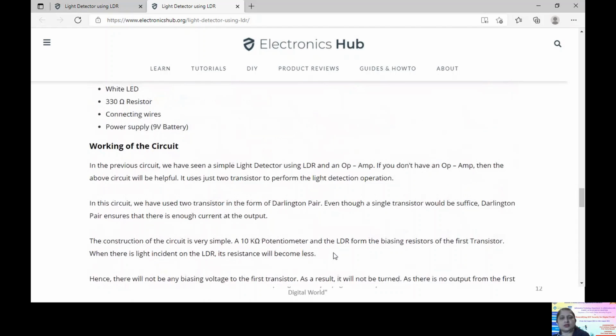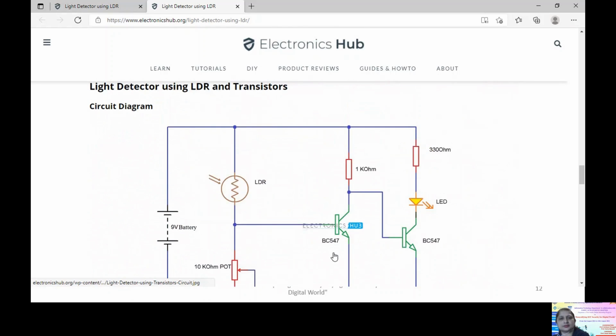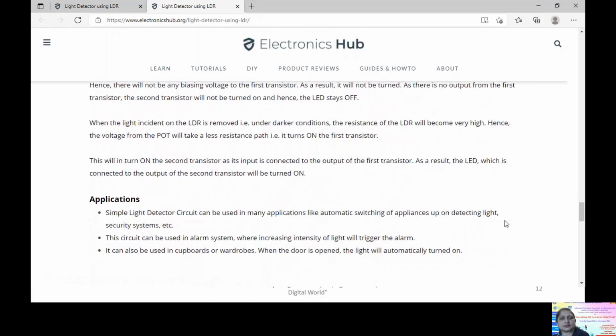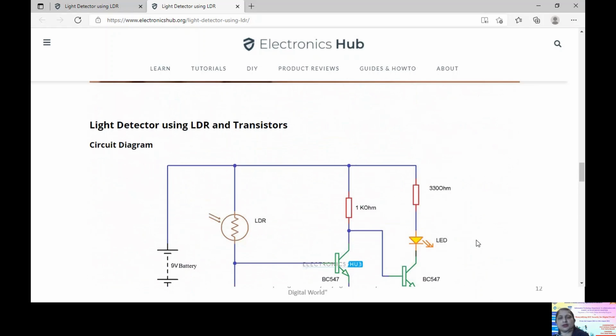So where can we use this? This simple light detector circuit can be used in many applications like automatic switching of appliances upon detecting light, and security systems. The circuit can be used in alarm systems where increasing the intensity of light will trigger the alarm. Or it can also be used in cupboards or wardrobes. When the door is open, the light will automatically turn on. So this is an LDR sensor application for automation of turning the light on and off depending upon the intensity of your light.